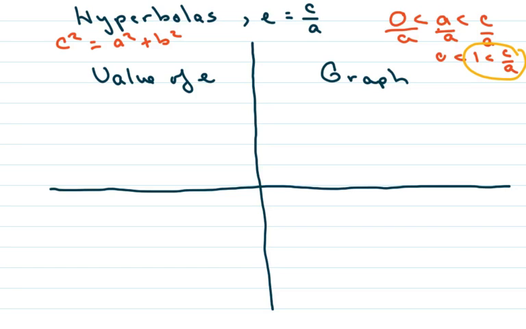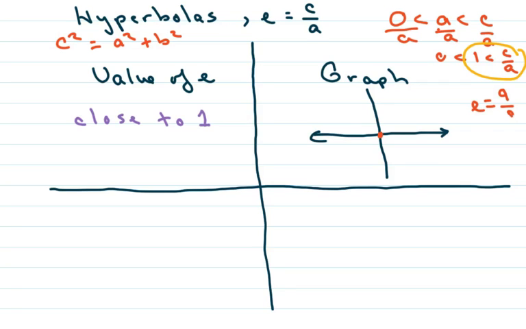So let's look at 1. If it's close to 1, then our graph looks something like, I'm just going to use the center here. And let's say that E equals 9 over 8. So if E is 9 over 8, then this is kind of wider in here. You get a shape of the hyperbola, if it's closer to 1.